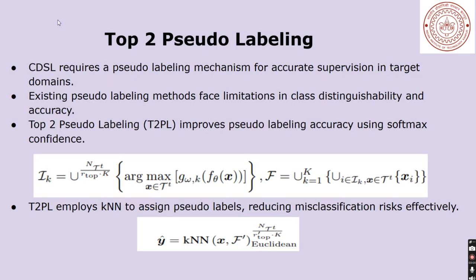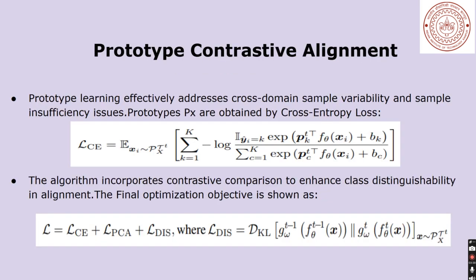Then the next component is Top-2 Pseudo Labeling. CDSL requires a pseudo labeling mechanism for accurate supervision in target domains. T2PL has four main features: confidence-based selection, centroid refinement, a k-nearest neighbor classifier, and a top selection strategy. Basically, T2PL improves pseudo labeling accuracy using softmax confidence, and then employs KNN to assign pseudo labels, reducing misclassification risk effectively. It selects only the top 5% of samples for each class to improve labeling precision.